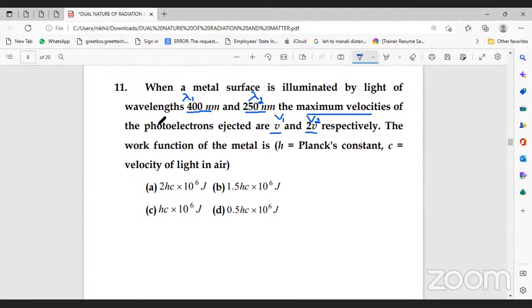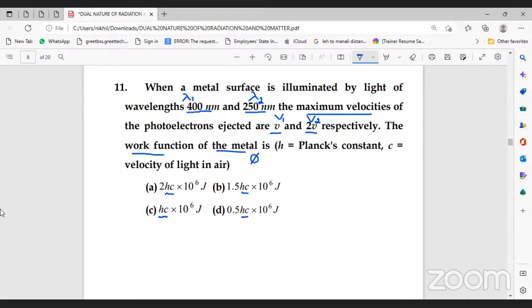Now, they are expecting you to find the work function of the metal, that is phi, where h is the Planck's constant and c is the velocity of light in air. They are not substituting in terms of h and c, so you have to keep this hc as it is while solving the equations. Don't substitute for h and c. Be very careful in that.